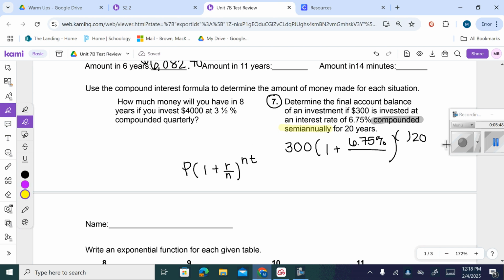Semi-annually, okay? It is 2. I want you to think about a semicircle. No, that'd be monthly. A semicircle is half a circle. How many semicircles make a whole circle? 2. So semi-annually is twice a year.